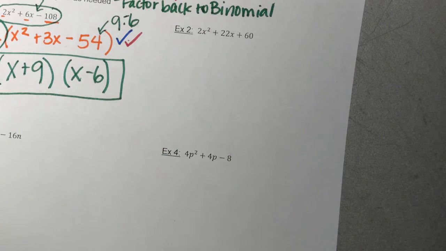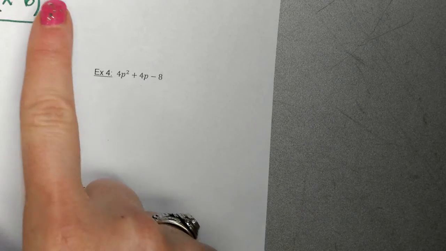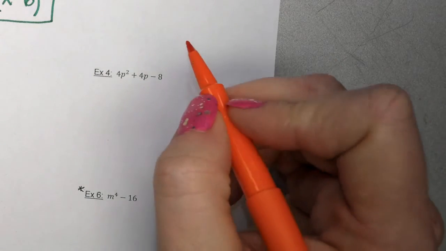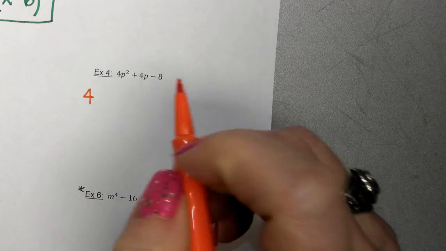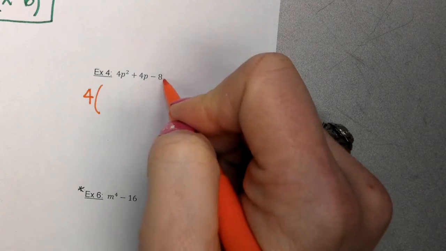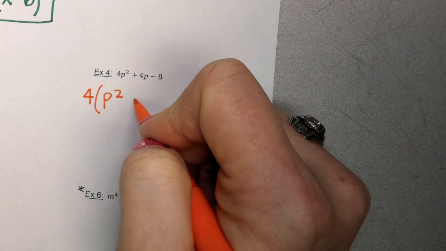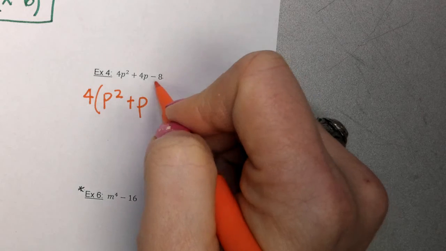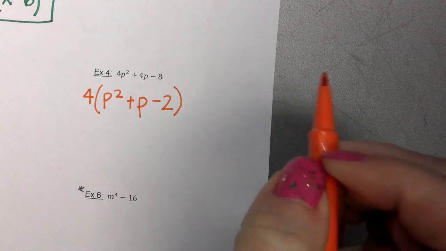All right, so that's the answer. Let's go to example 4. So we're going to go with step number 1, factor out the GCF. Looks like our GCF is going to be a 4. No letters, because that doesn't have a letter. So it's going to leave us with p squared plus p, and then 8 divided by 4 is going to be a minus 2.